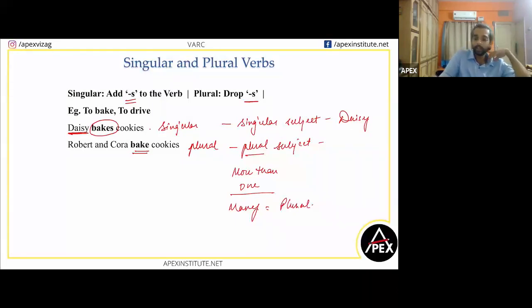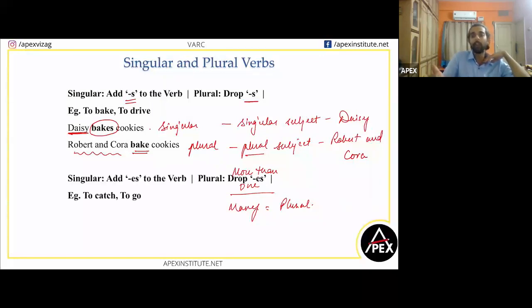When we say plural subjects, we are talking about these two, right? So the subjects are Robert and Cora. All right, so Robert and Cora both become your subject. That's why we are using a plural verb. Yes, am I clear?